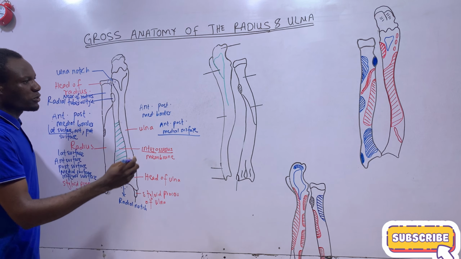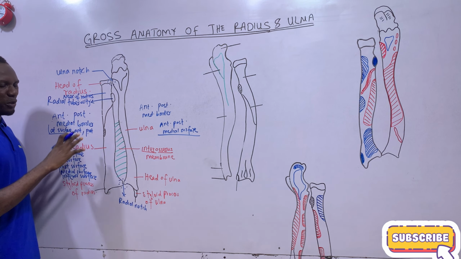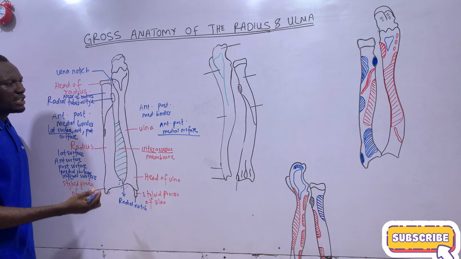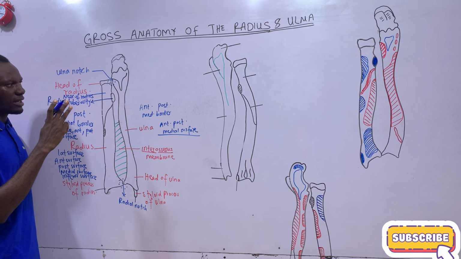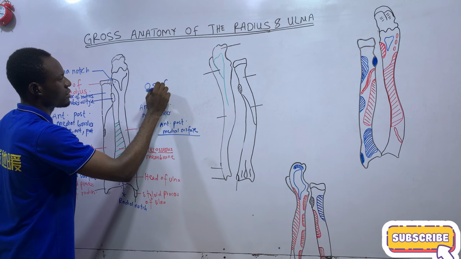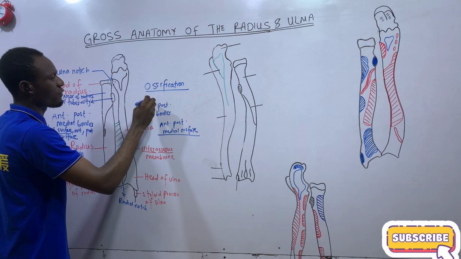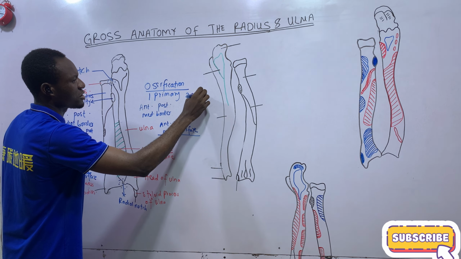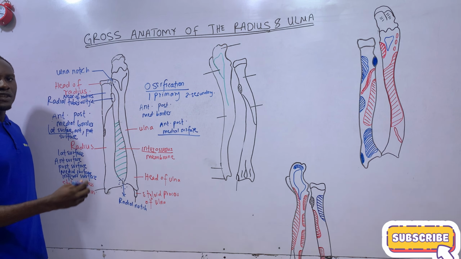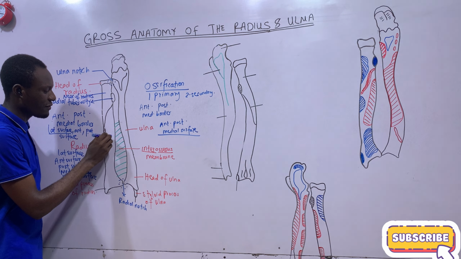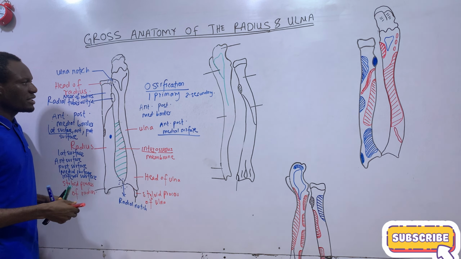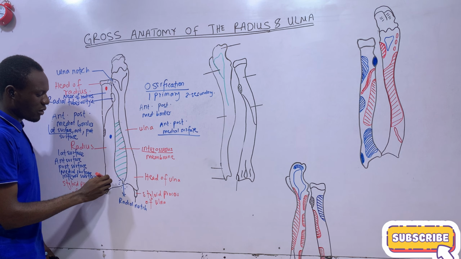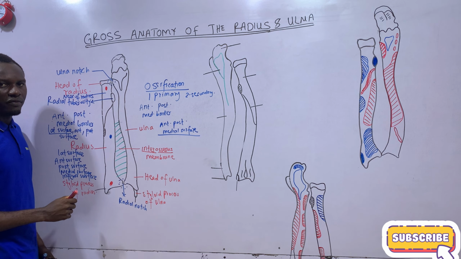So, I'll use this opportunity to tell you about their ossification. They have three borders, three surfaces at most lengths of their shaft. In the same way, they also have three ossification centers. When you look at the ossification of these two bones, they ossify from one primary ossification center and two secondary ossification centers. The one primary ossification center for each of them will appear in the middle of the shaft, so this right here. While the two secondary ossification centers, one will appear for the upper end and one will appear for the lower end. Okay, very important to take note of that.